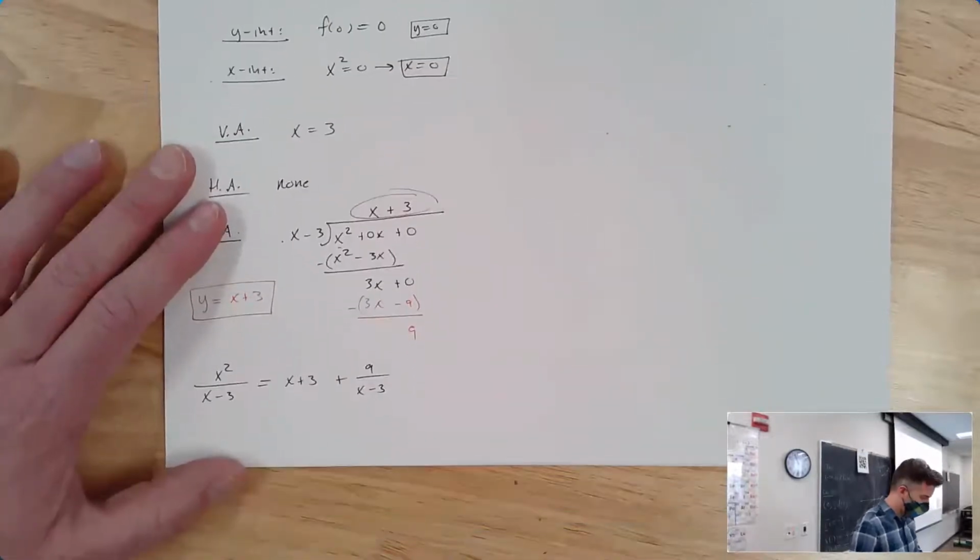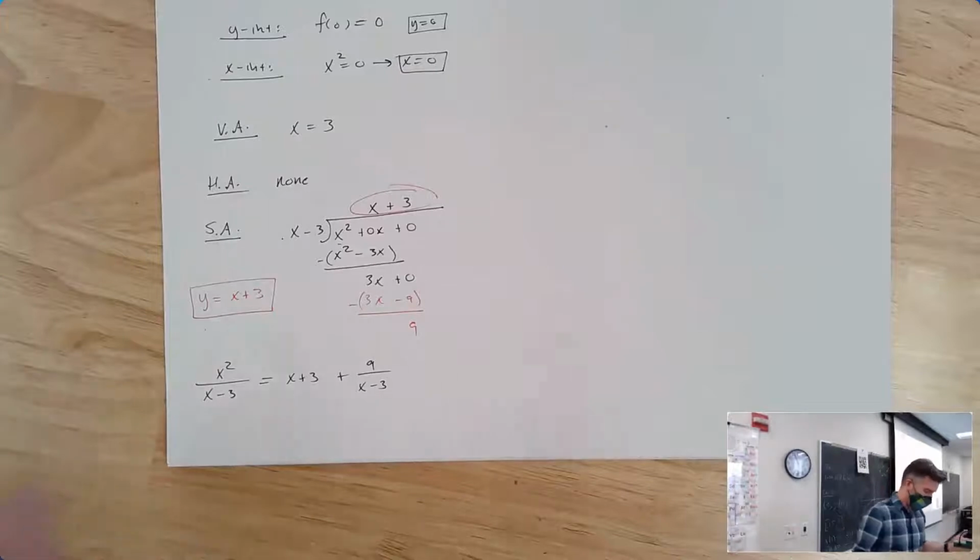And what's happening is, usually when you find a horizontal asymptote, you ask the question, what happens to the function as x goes to infinity?